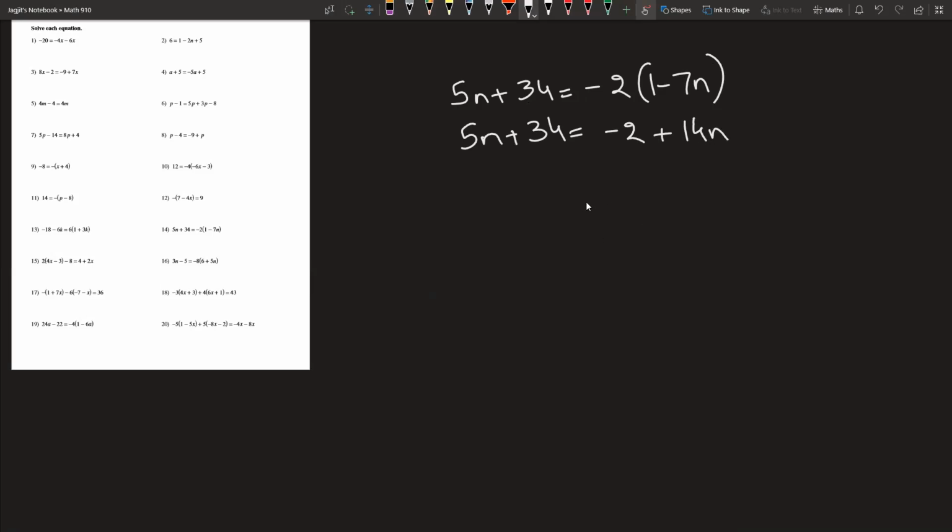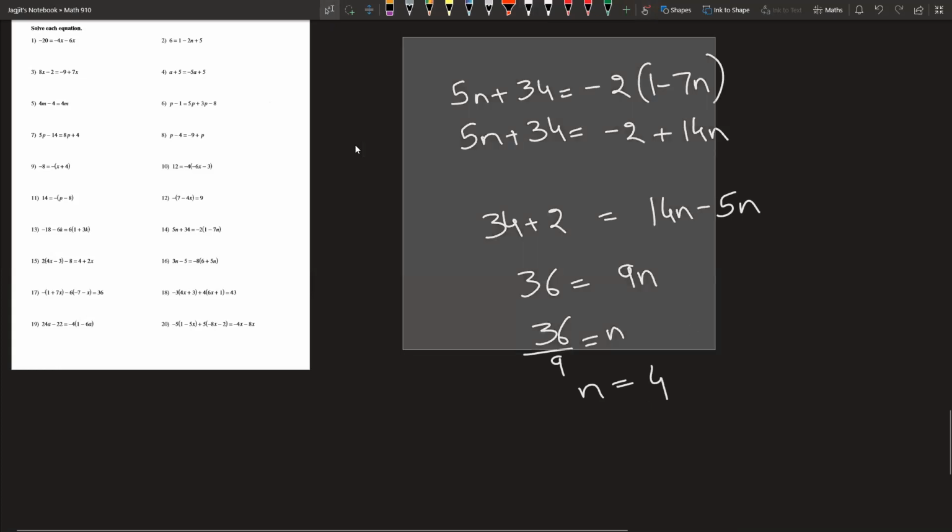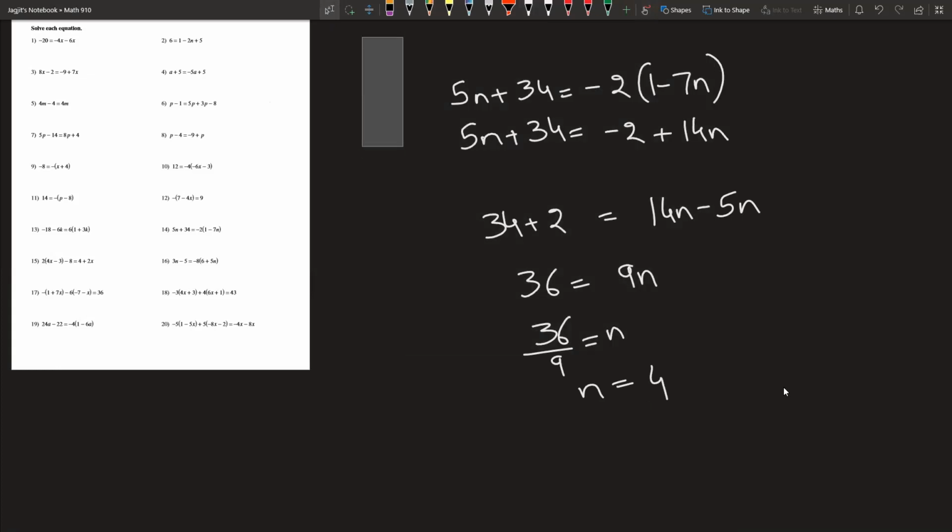Now we're going to bring all the n's on one side. Okay, so this 5n will go to the other side and become minus 5n. This minus 2 will come to this side, become plus 2. So we get 34 plus 2. This is 36. And this is 9n. Cross multiply, so 36 divided by 9 is equal to your n. So your n is equal to 4. Any questions, folks? All good? Okay.